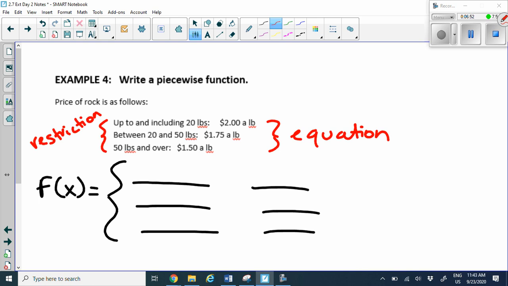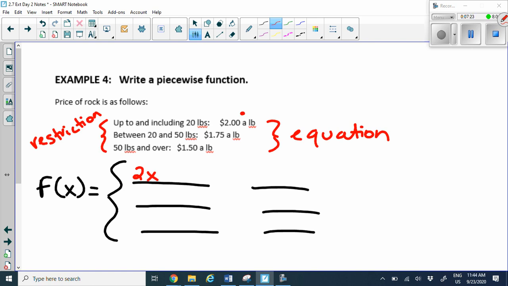Okay, so the first one says we have $2 a pound. That also means multiplication. So for each pound, you're going to pay $2, okay? So if we have like 1 pound, you pay $2. If we have 2 pounds, you actually pay $4. That's 2 times 2, okay? So that means we're going to have our $2, and you can put 2.00 if you want to, or just 2. It's really up to you, right? I'm just going to put 2x, and x represents the weight.